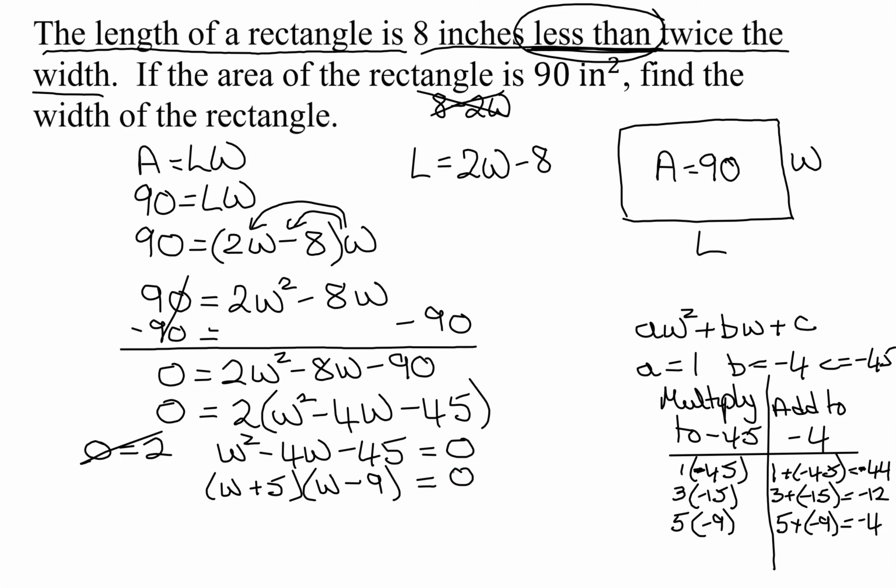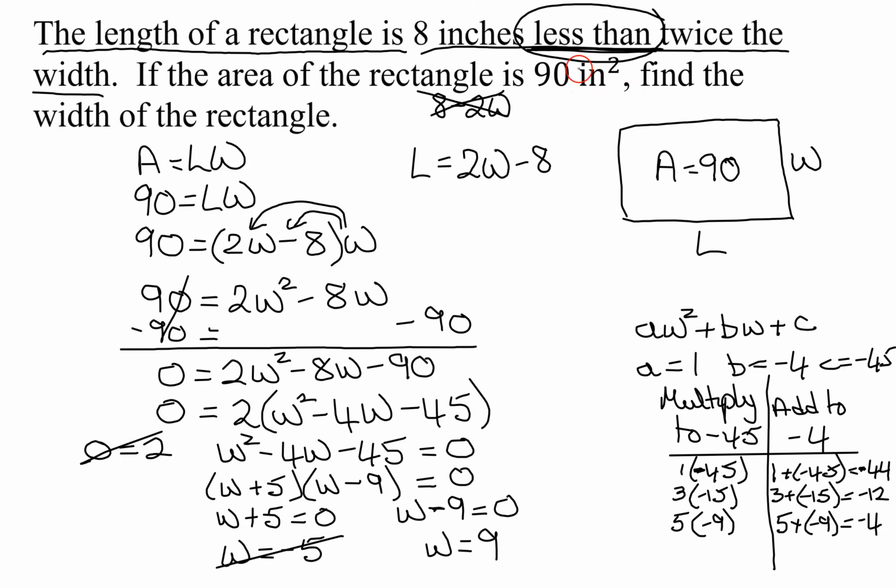Multiplied together equals 0. So you set each of them equal to 0. So W plus 5 equals 0. W minus 9 equals 0. Subtract 5 from both sides. W equals negative 5. Add 9 to both sides of this equation. W equals positive 9. Well, is it possible for the width of a rectangle to have a negative 5 width? No, so that is not a good solution. So I know W equals 9.